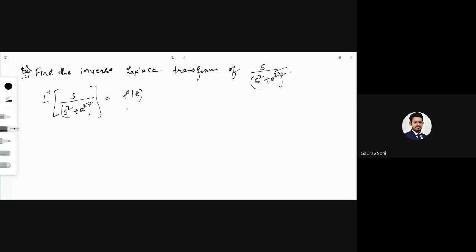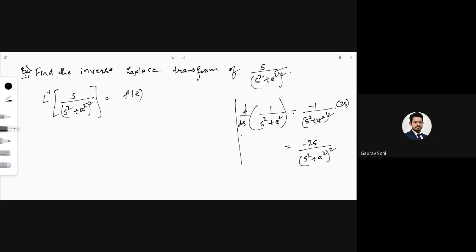Okay. So what do I observe? Laplace inverse of s upon s square plus a square whole square. In this, d by ds of 1 upon s square plus a square, what is it? It is minus 1 upon s square plus a square whole square, and by chain rule, the derivative of s square plus a square is 2s. So what do I have? Minus 2s upon s square plus a square whole square.